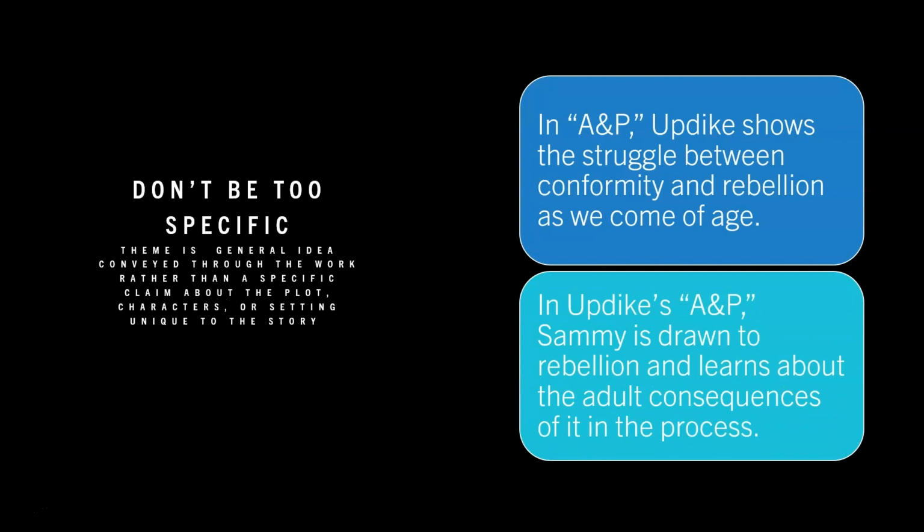whereas something too specific to really apply to theme would be like saying in Updike's A&P, Sammy is drawn to rebellion and learns about the adult consequences of it in the process. In the secondary version, we're looking at a character analysis, whereas the thematic analysis is going to look at the larger implications of that character element.